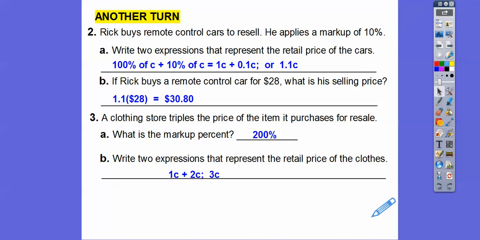So if it's going to triple in price, then it's going to go up by 200%, because you had the 100% before. Hope that makes sense. Don't make this 300%, because that would make it go up to quadruple, because you have to consider the 100% plus this markup right here.